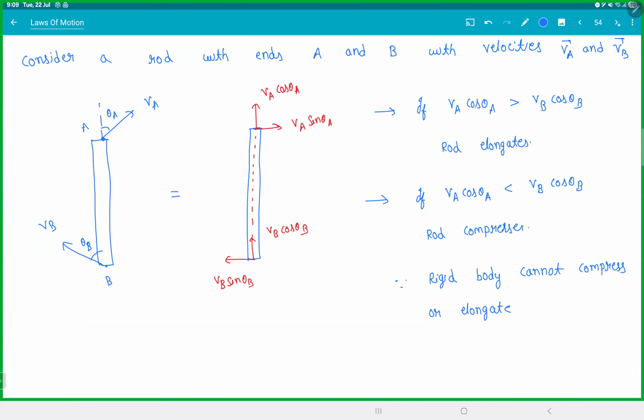So on a rigid body, if you take two points and draw the line joining them, the velocity along the line joining must be the same. If it is not the same, the rod will either compress or elongate, which is not acceptable. Is the idea clear, everyone? Unlike strings and all, the idea is pretty straightforward here.